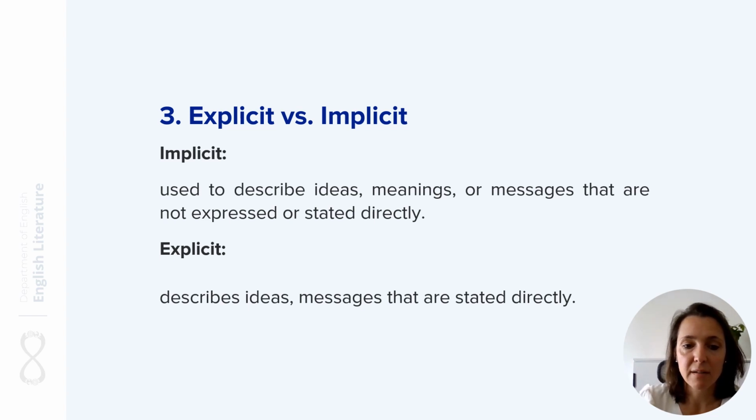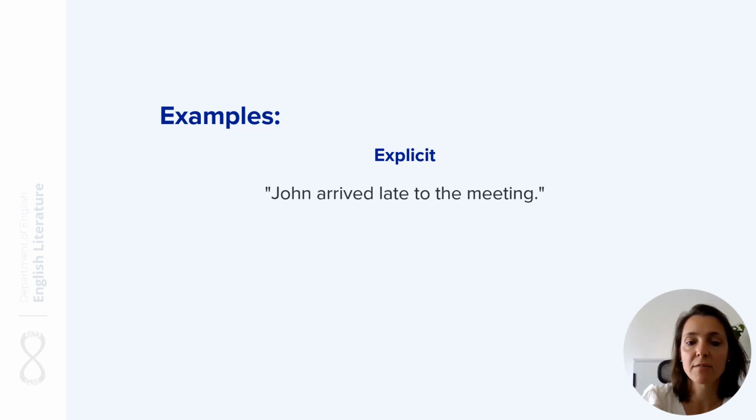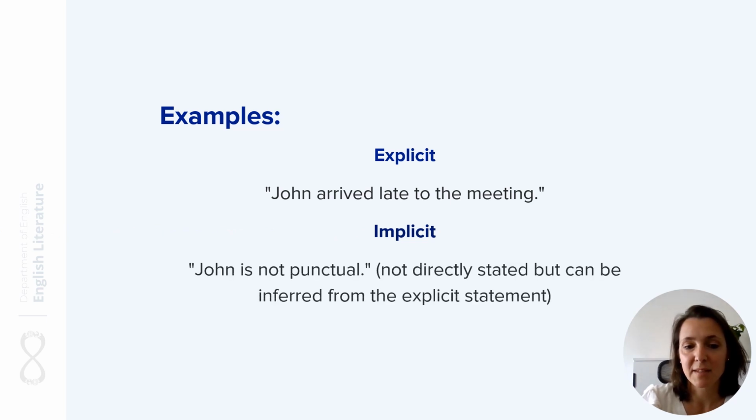Explicit messages describe ideas that are stated directly. Here is an example of an explicit statement. John arrived late to the meeting. The implicit message from this is that John is not punctual. It is not directly stated, but can be inferred from the explicit statement.